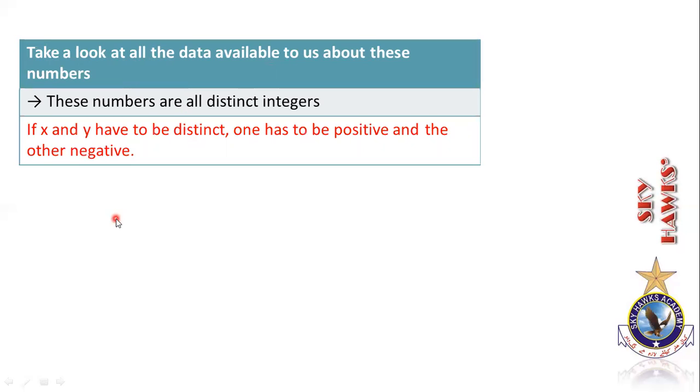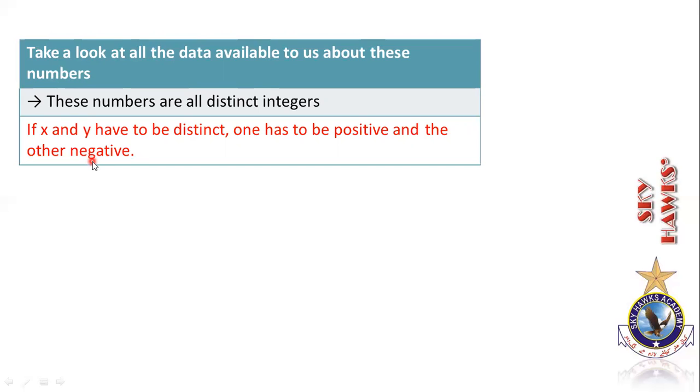And the other thing is, if x and y have to be distinct, one has to be positive and the other negative. Am I right? Look at this red line. These red lines clearly state that if you are looking for the condition where their modulus values are equal and at the same time they must be distinct, then one must be negative and one must be positive. Because if you keep the numbers positive and negative, you will get the same absolute value, since their magnitude will be the same, and at the same time you also fulfill the condition that the numbers must be distinct. Are you getting this?